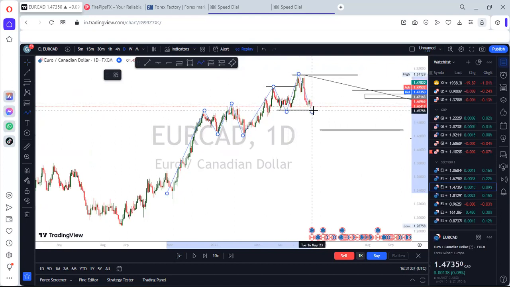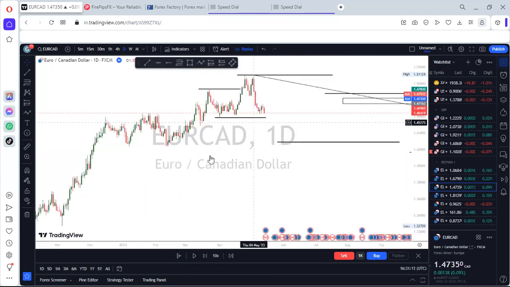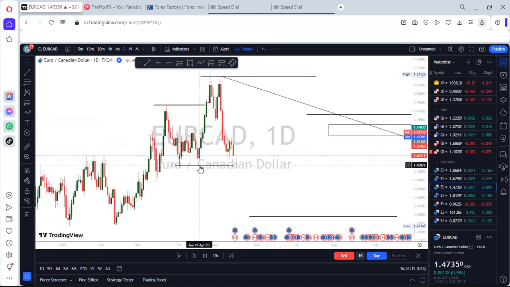We should be expecting for a what? A bullish move to the upside. But let's look at what happened, right? Let's look at what happened, because this is our zone right here.